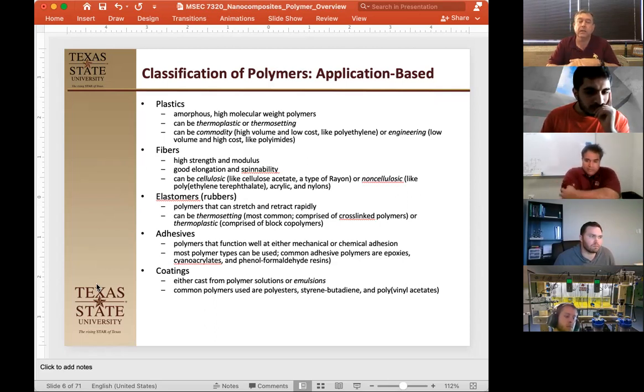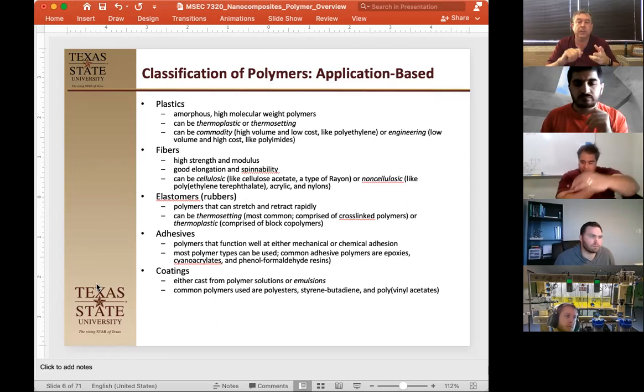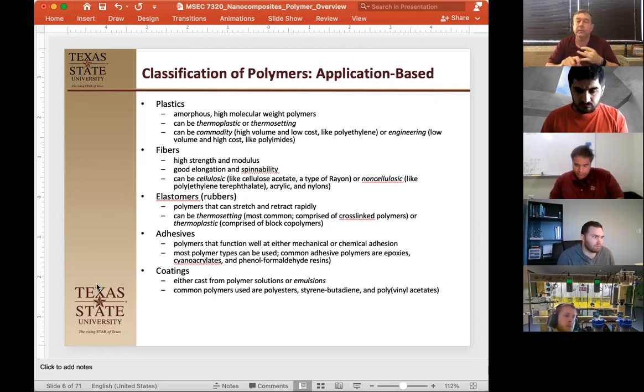Styrene butadiene is a great solution processable material. Polyesters are typically solution processed as well, but can be done in an emulsion as well. You can also have different types of polyurethanes work great in emulsions or in solution and work great as coatings for those systems as well. Okay, questions on classification by type, by application.